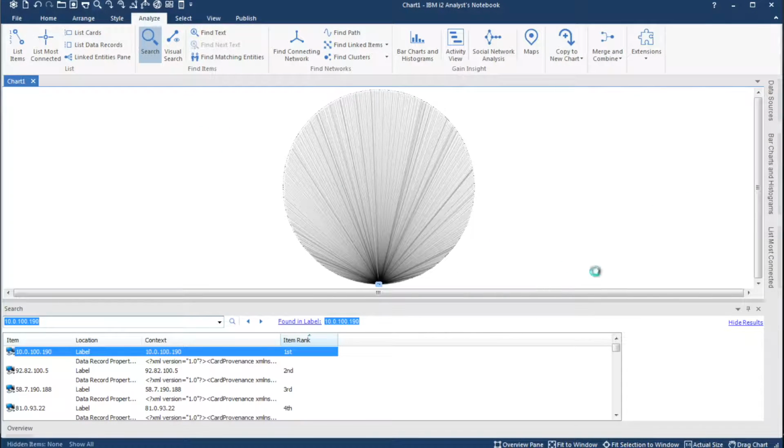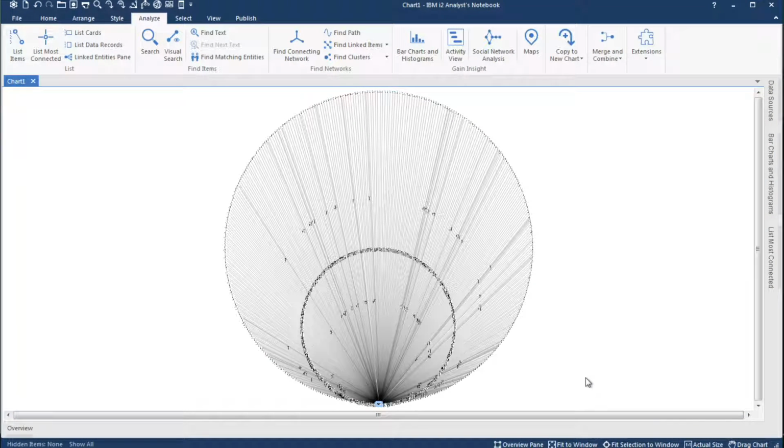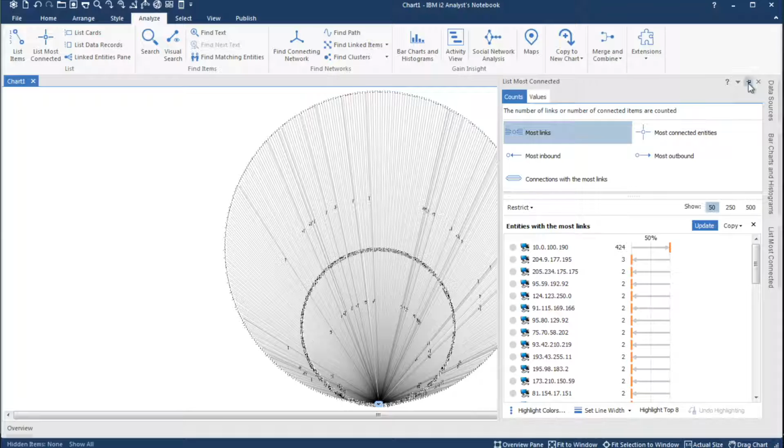I use the list most connected analytic to help me gain quick context on the amount of net flow traffic between digital assets. List most connected analytic allows me to list highly connected entities and the links between them against several different analytics. Using the most links, I am able to list entities based on the number of connected links. I see our host in question has 424 net flow communications.